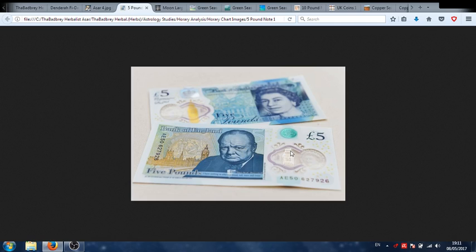Alchemically speaking, silver corresponds to the moon. All right, so they're using the law of gender and the law of polarity, which is really magic, being used right in front of your face on the currency. Now, the color gold again over here corresponds with the sun and the sun's light.